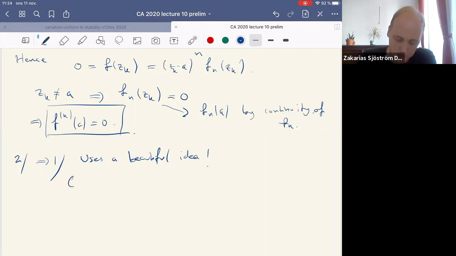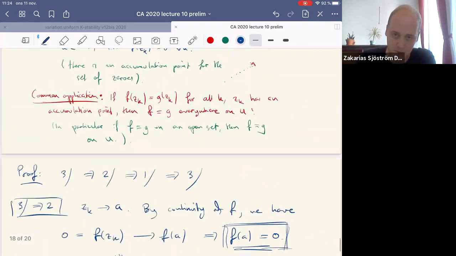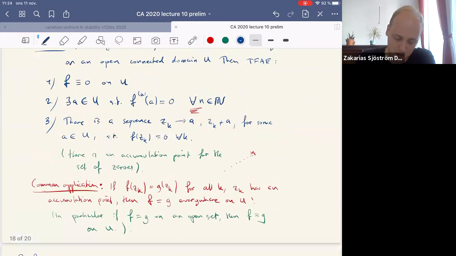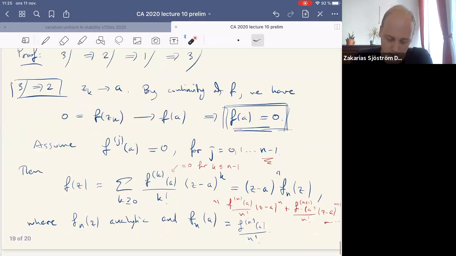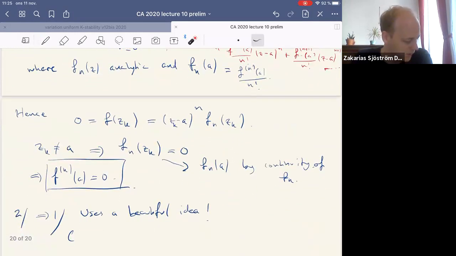So what we need to show, let me first remind you. So what we need to show now is that we assume that all of these derivatives here are 0, and we want to show that then the function itself has to be identically 0. Okay? So how can we do that?